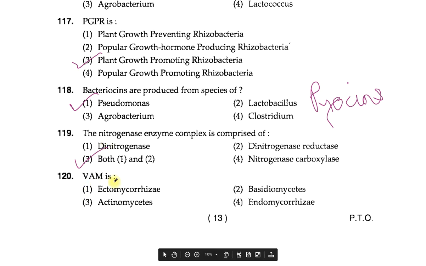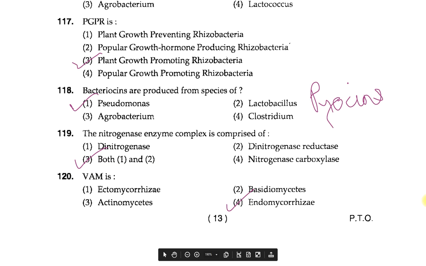The VAM is 1. Ectomycorrhiza, 2. Basidiomycetes, 3. Actinomycetes, 4. Endomycorrhiza. The correct one is the 4th option, endomycorrhiza. These are fungi which are found in the roots of higher plants.